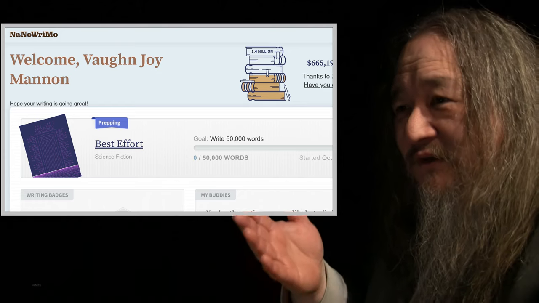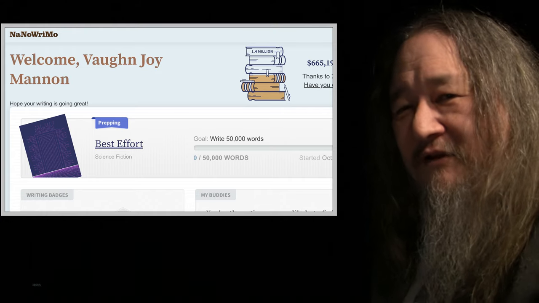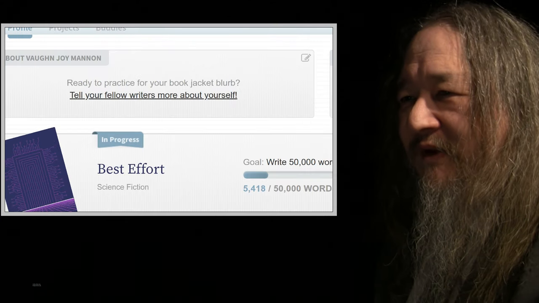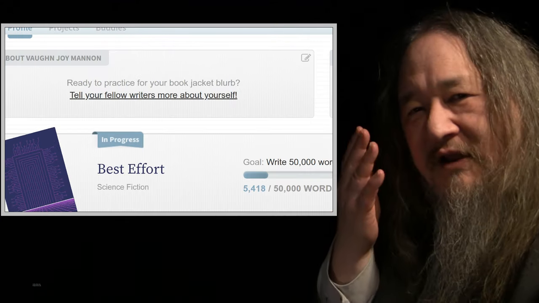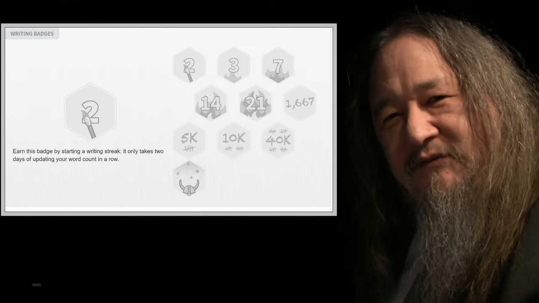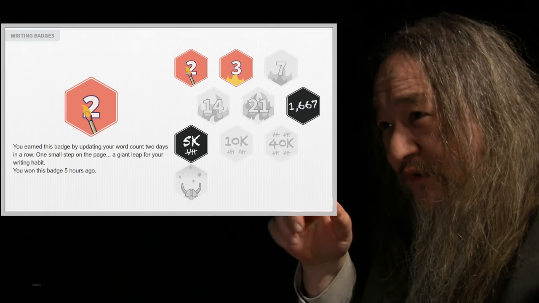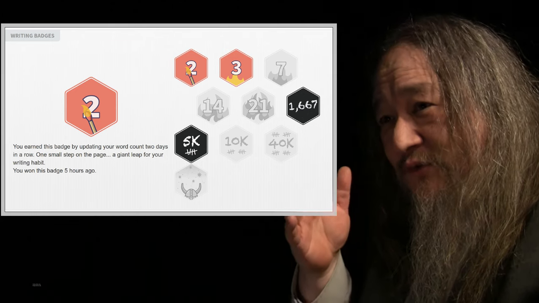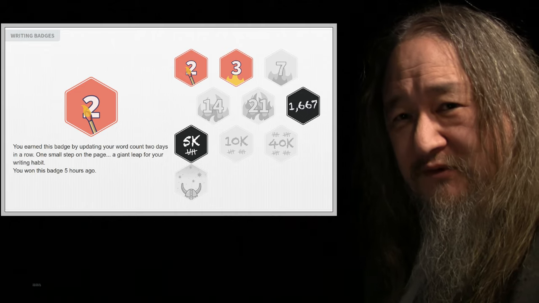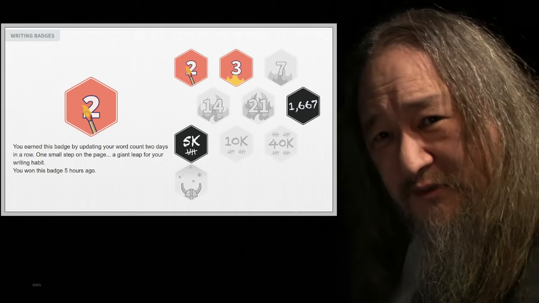So I went for it. Last week I was prepping Best Effort. That's the working title anyway. This week I am not prepping anymore. I am in progress. Last week there were all of these badges, of which I had none. This week I now have 1, 2, 3, 4 badges. I mean, two and three are sort of participation trophies. The 1667 is the number of words you're supposed to do every day.